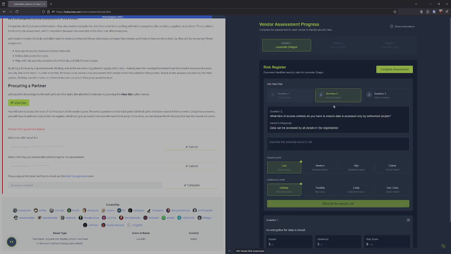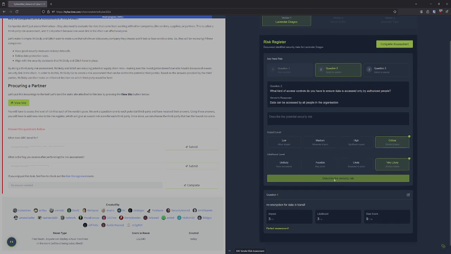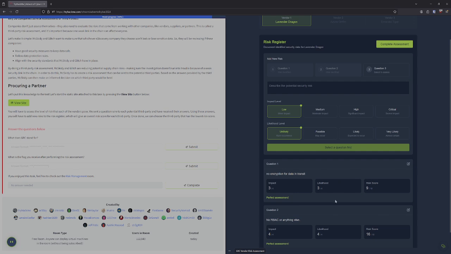Okay, let's do the second one. What kind of access controls do you have to ensure access is only authorized by certain people? Data can be accessed by all people. That, I would say, is severe and is very likely to be impacted. No RBAC or anything else. That's horrific. So I'm going to add that.